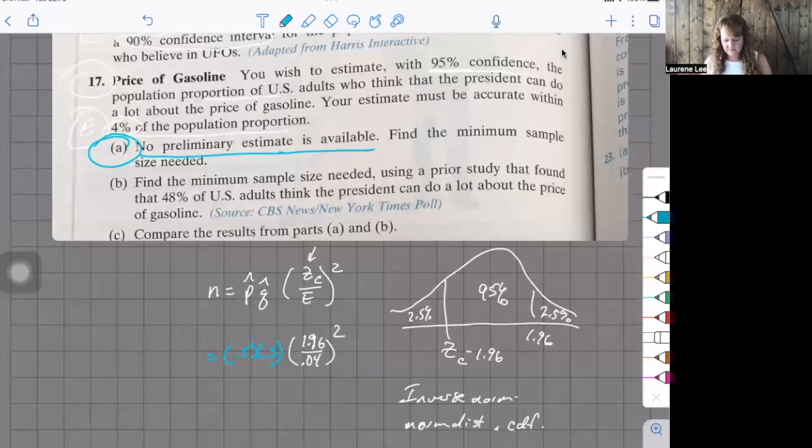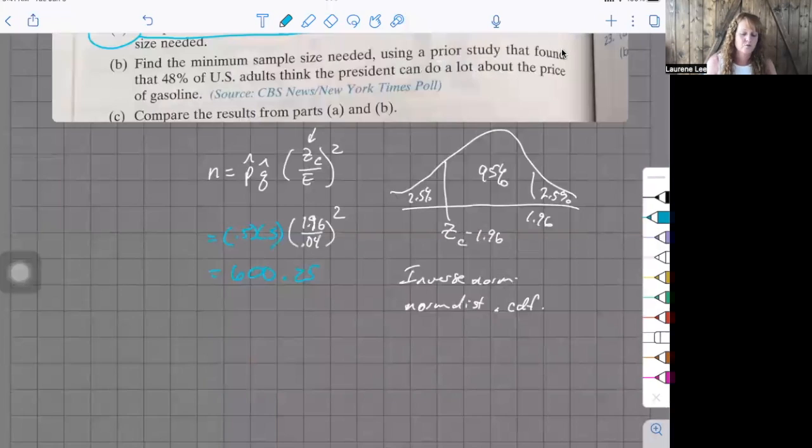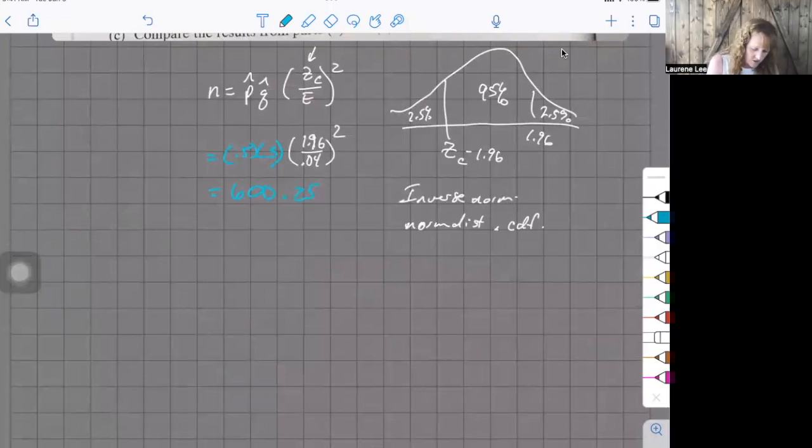So we crank this out. We're going to go 1.96, I'm going to divide it by 0.04, I'm going to square that, and then I'm going to multiply by 0.5 and 0.5, and I get 600.25. Now, remember, we're talking about how many people we need to sample. At minimum, I have to sample 600.25 people, which we're not going to cut somebody in a quarter. So I have to round up. This is 601. We always round up. If you round down, it's not a big enough sample. Okay, so that's how you do part A.